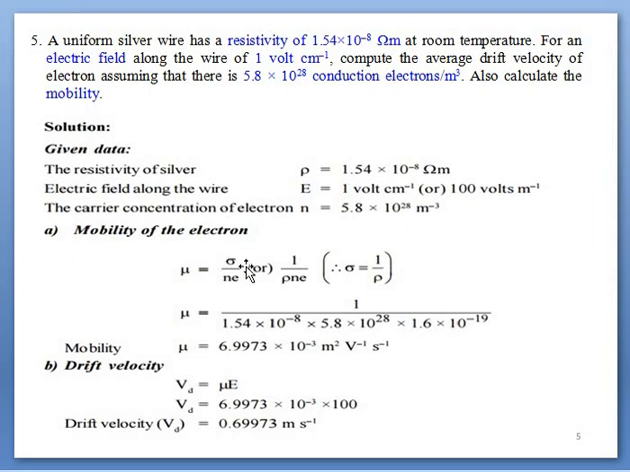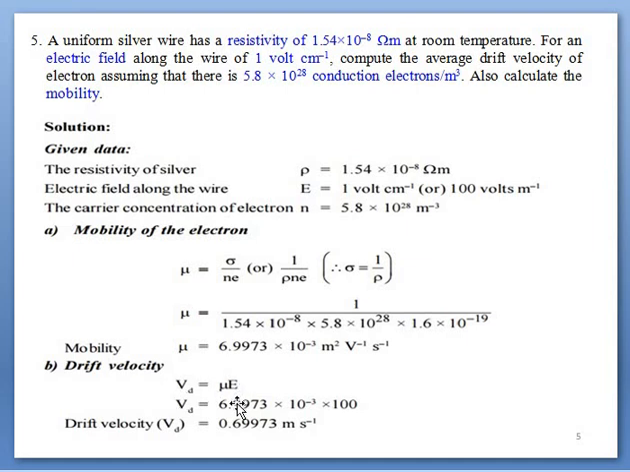So conductivity is the reciprocal of resistivity. By substituting this value here, we have 1 upon rho n e. So resistivity is kept here, concentration is kept here, charge is kept here, and finally mobility is calculated. Its unit is meter square per volt second, and we know that drift velocity is equal to mu E.